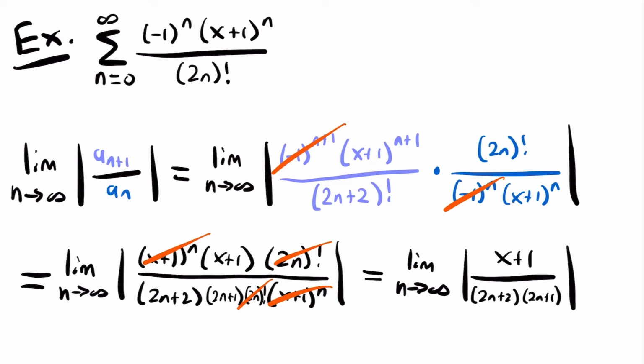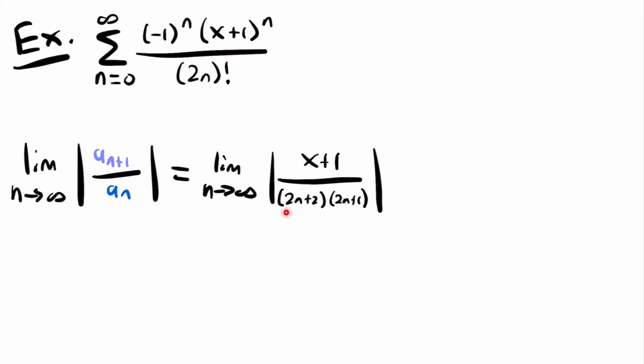Okay, and so now if I clean up my work, we can rewrite this limit again. These absolute value bars are only needed around x plus 1 because that could be negative or positive. We don't know. We're trying to figure out what values of x will make this series convergent. And so we need to keep those absolute value bars there, but we don't need them for the denominator because all of our values of n are going to be positive.